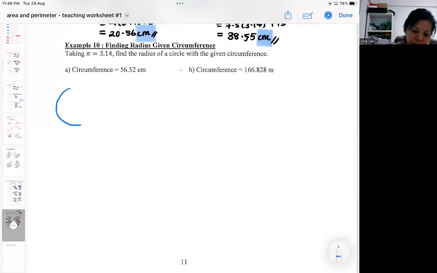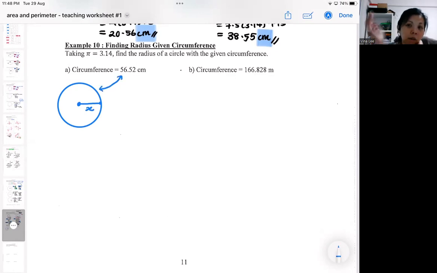So I'm going to draw a full circle, and the radius is unknown. What you can do is let it be x. The circumference is the edge of it, not the area. The circumference is 56.52.